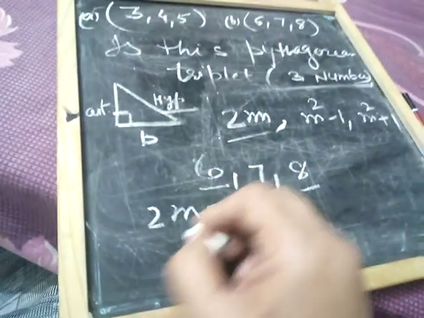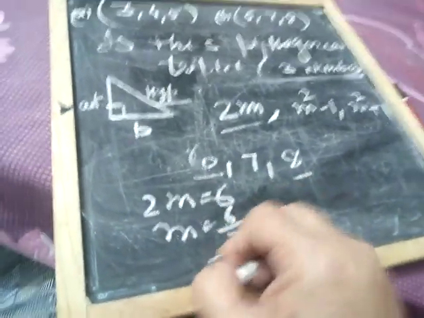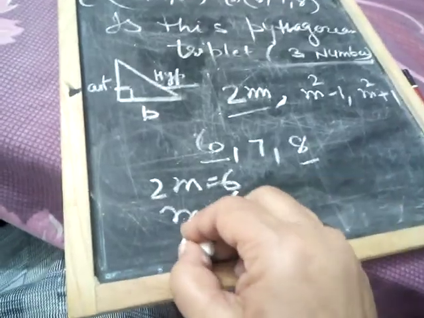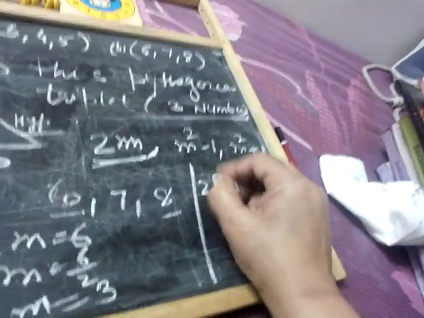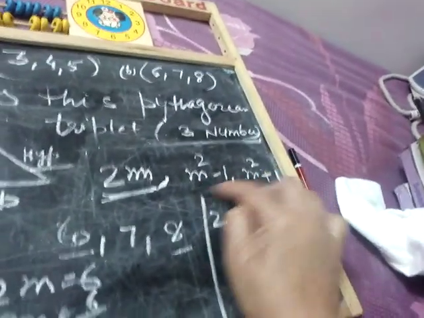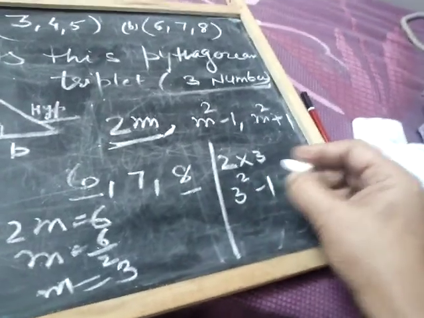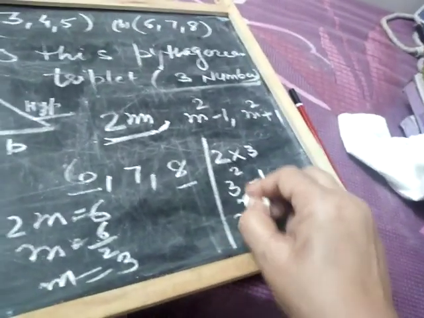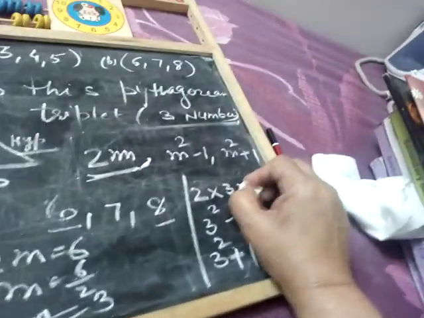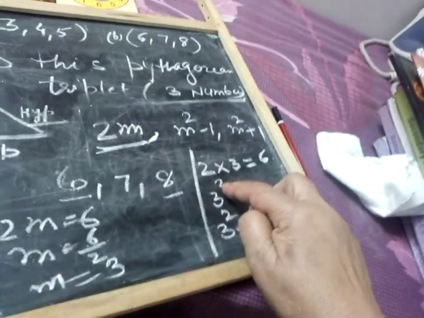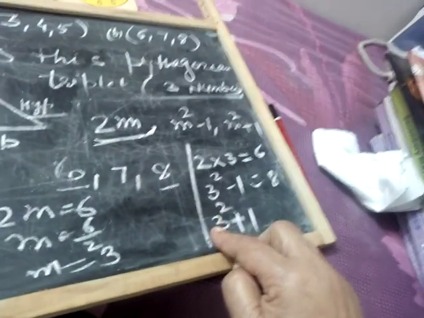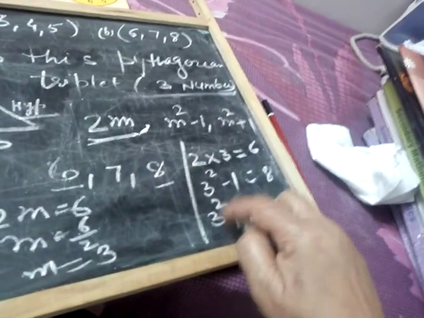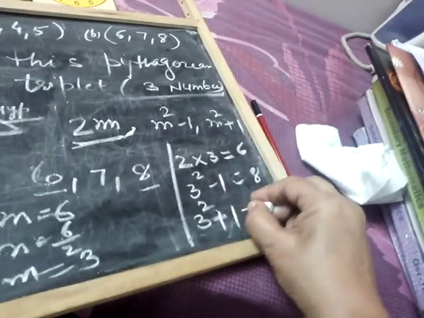2m is equal to 6, so m is equal to 6 upon 2, that is 3. Now fill the value. This is 2m: 2 into 3. Second is m square minus 1, with m equal to 3: 3 square minus 1. And m square plus 1: 3 square plus 1. Now this is 6. 3 square means 3 threes are 9, minus 1 is 8. 3 square plus 1: 9 plus 1 is 10.